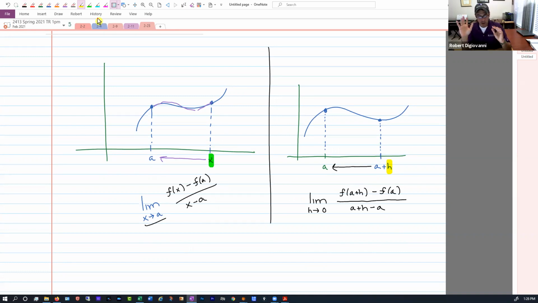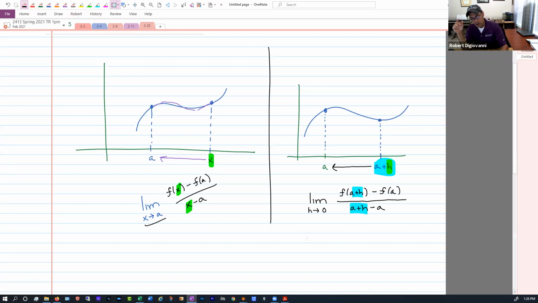Please understand that all I've done is everywhere I have an x, I've replaced it with a plus h. So I replaced it there and there. That's it, right? It's the same formula, just a different way of writing it.